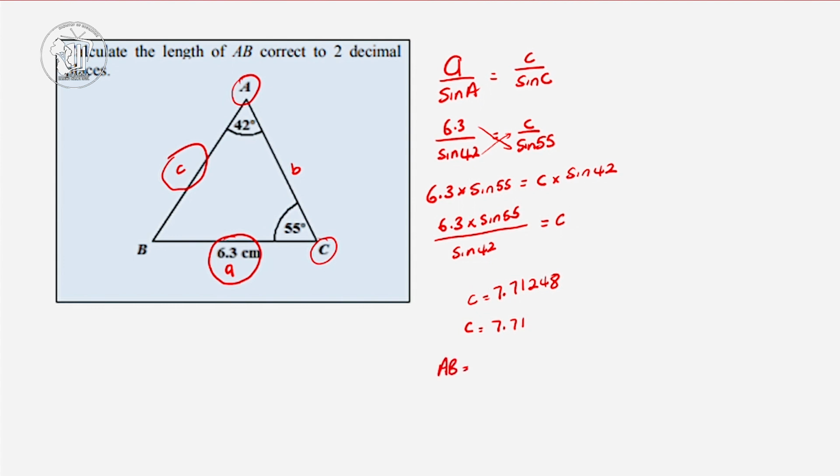So you can say AB is equal to 7.71 cm. And that is the answer for that question.